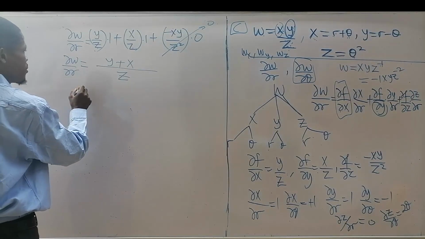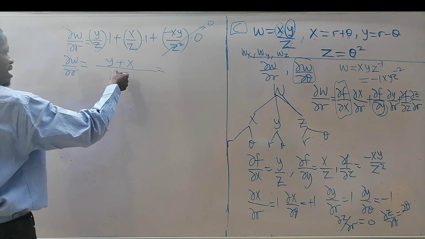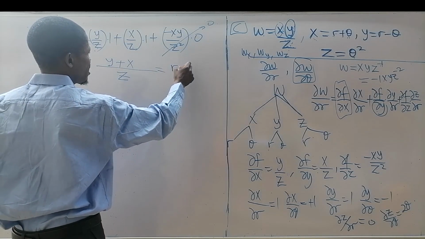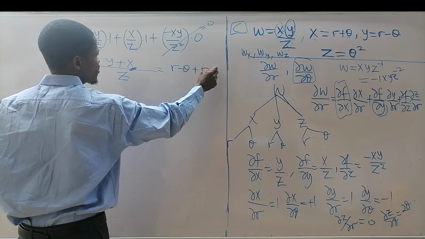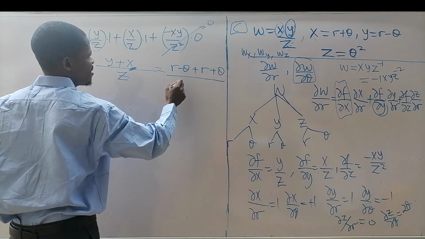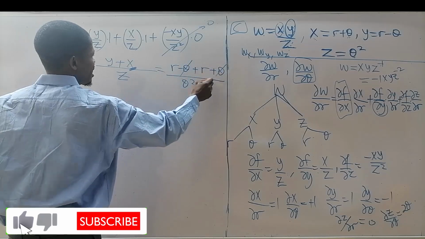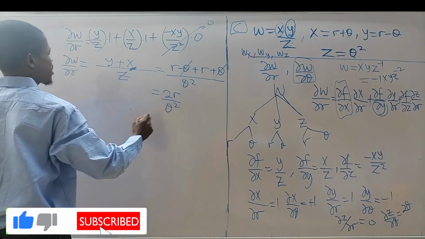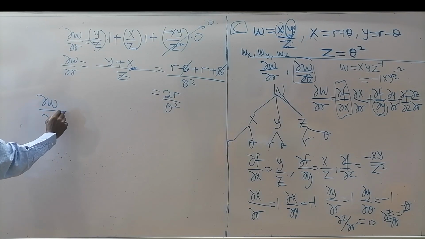Then you can substitute for this and tidy it up. Your y is r minus theta. Your x is r plus theta, over z, that's theta squared. So this one and this one cancel. So you have 2r over theta squared. Okay? Then let's quickly get del W del theta.